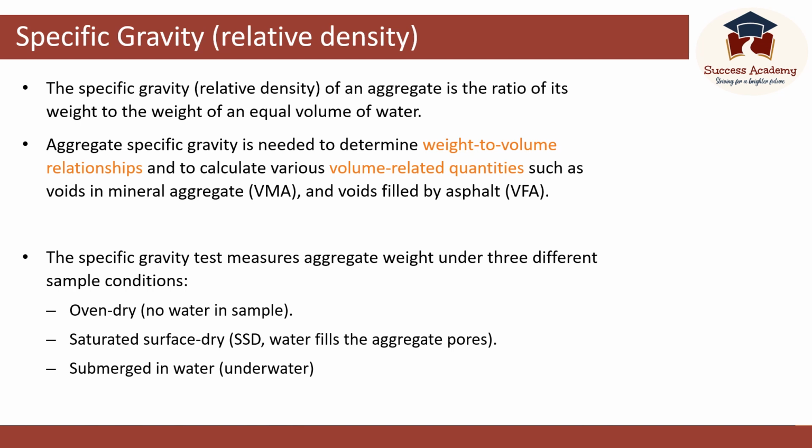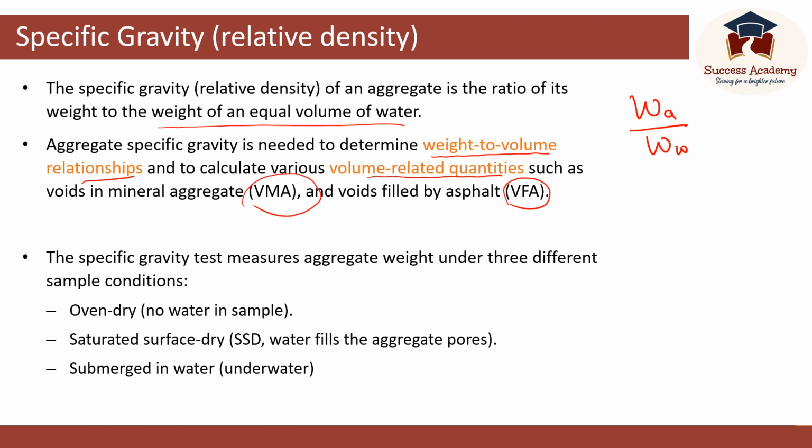Specific gravity or the relative density of an aggregate is the ratio of weight to the weight of equivalent volume of water. That means the weight of aggregates divided by the weight of water. Aggregate specific gravity is needed to determine weight to volume relationships and to calculate the various volume related quantities such as voids in mineral aggregates and voids filled by asphalt.